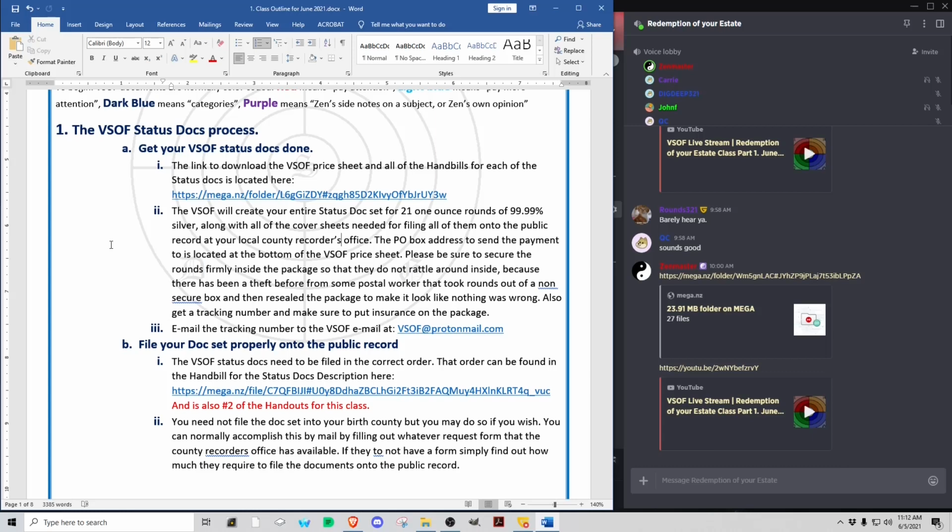Please be sure to secure your rounds firmly in the package so that they don't rattle around inside, because there's been a theft before from some postal worker that took rounds out of a non-secure box and then resealed the package, basically to make it look like there was nothing wrong. And also make sure to get a tracking number and make sure to put the proper amount of insurance on the package.